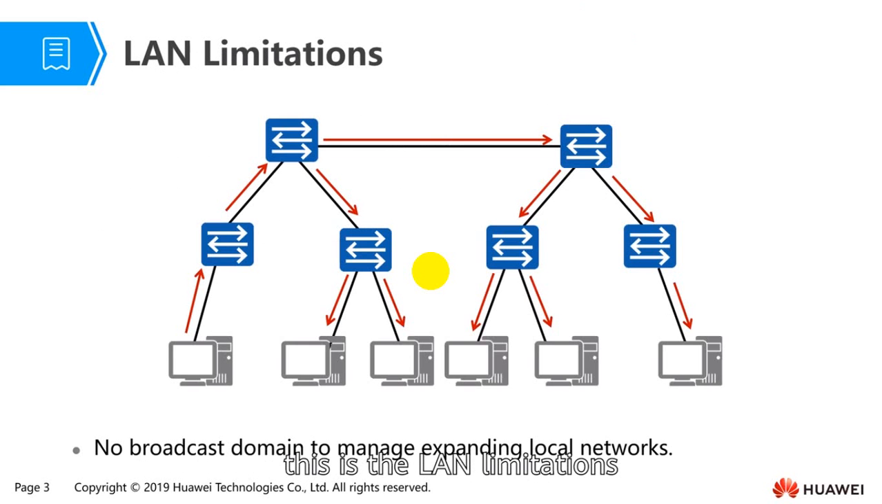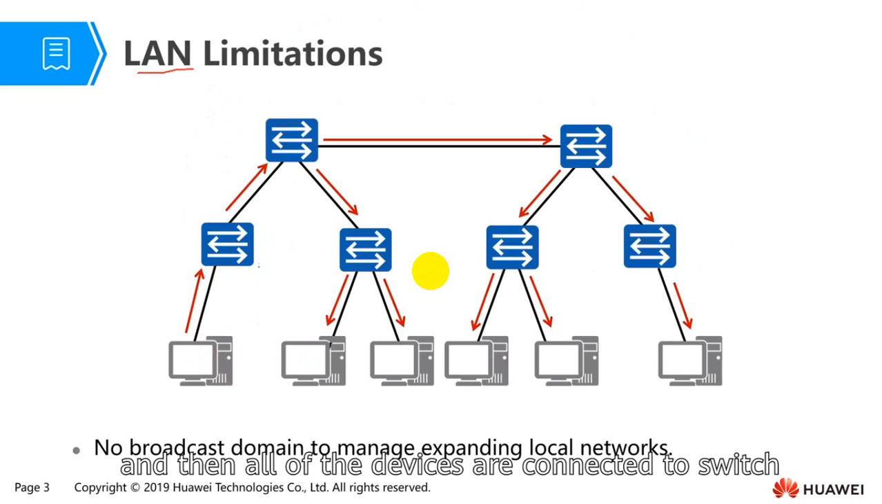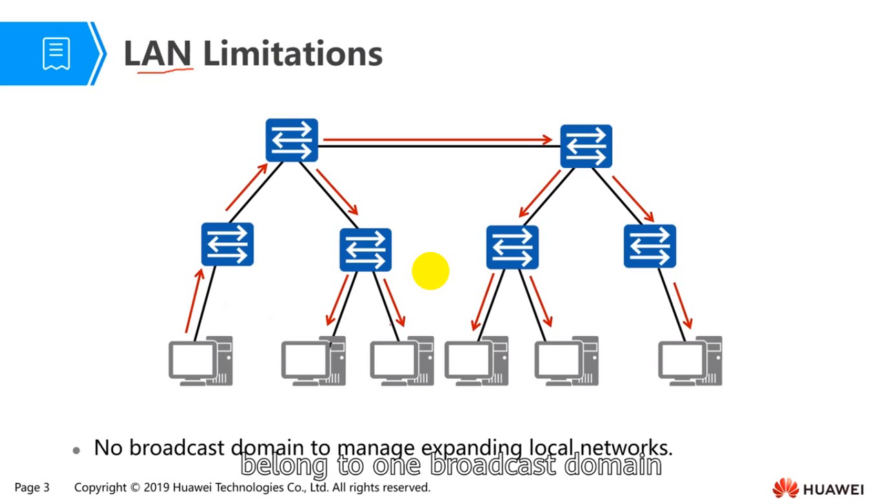First, this is the limitation. We have discussed that all these switches are connected as a LAN, and all the devices connected to the switches belong to one broadcast domain. This red arrow means a broadcast frame sent out from this PC. This frame will be flooded out of all the other interfaces, and then all other PCs can receive it.